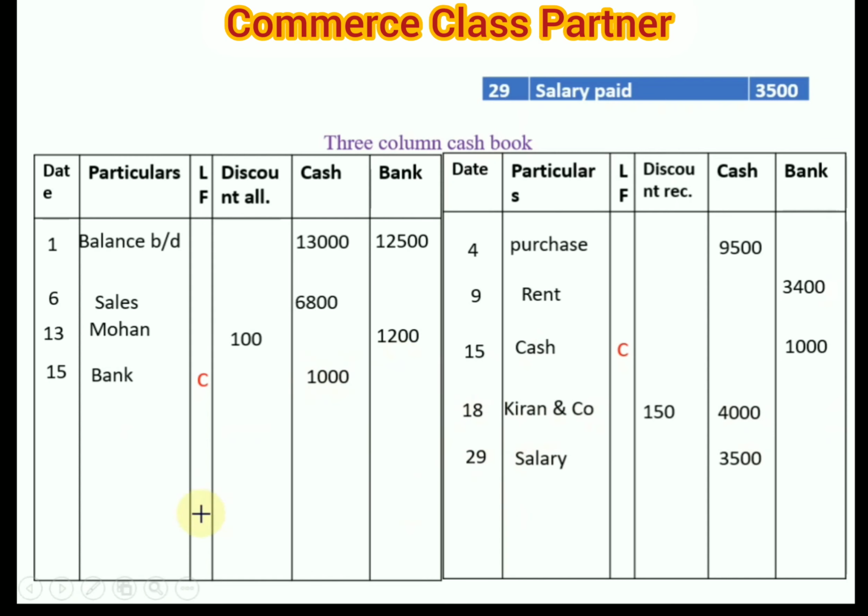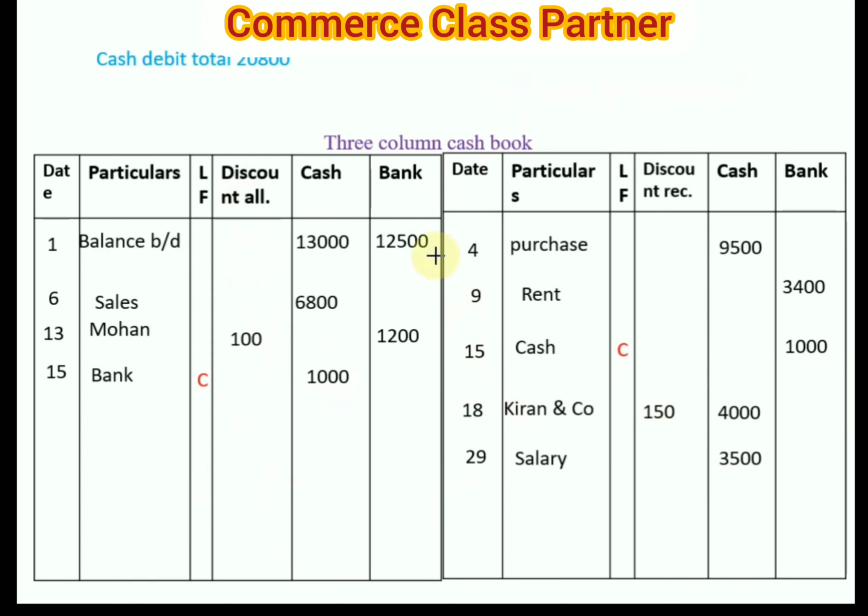As a next step, we have to balance both the cash and bank columns. The discount allowed and discount received columns need not be balanced. They should just be totaled and written here. Let us see how to balance. Firstly, we have to balance the cash column. Then we will move to the bank column.